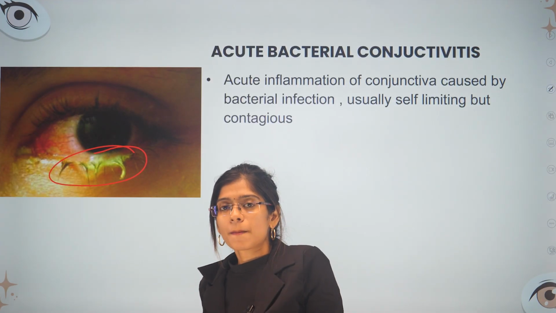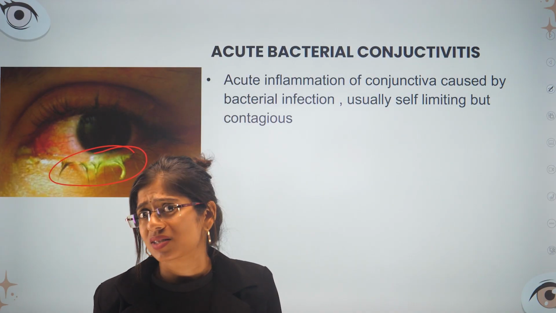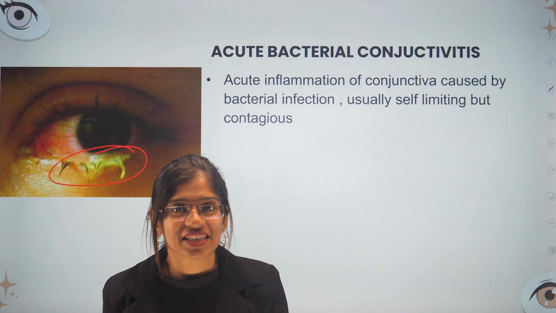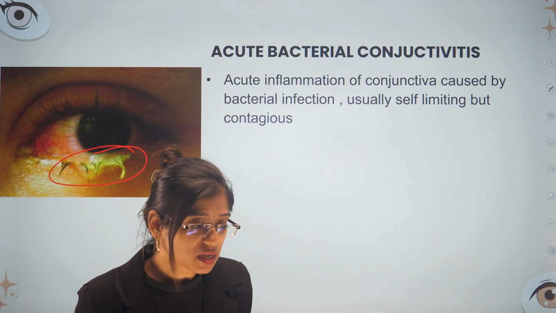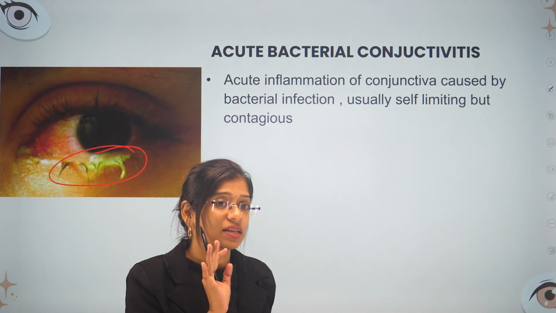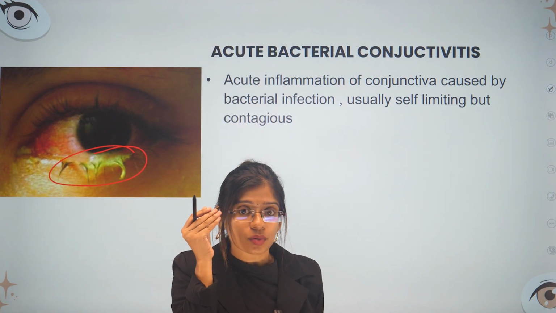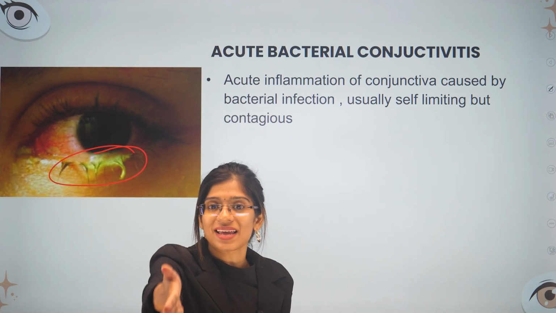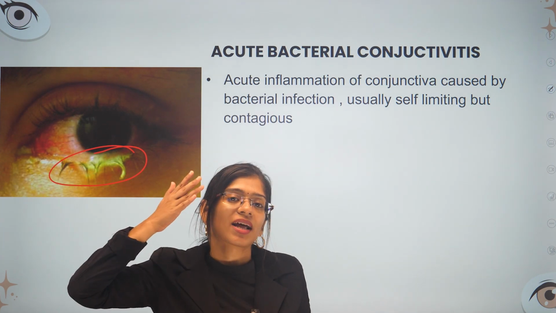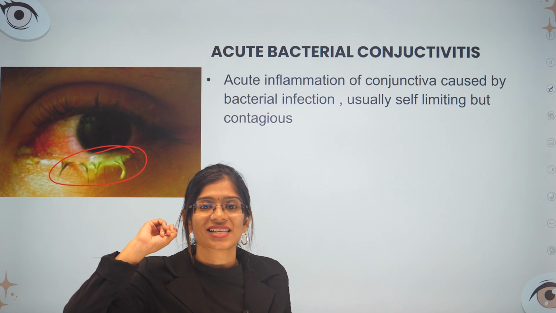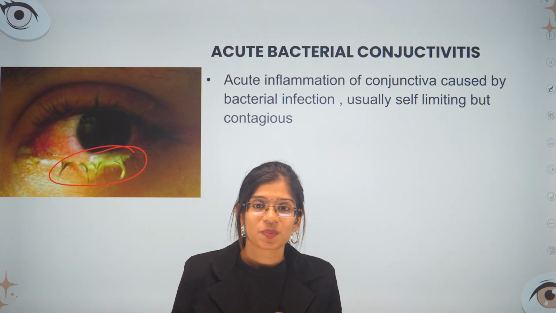So, if there is inflammation of the conjunctiva because of a bacterial cause, that is called as bacterial conjunctivitis. It is usually self-limiting. It's contagious, means if somebody has bacterial conjunctivitis and then he gives you a shake hand, and then you touch your eyes, that bacteria is going to get inside your eyes. So it's contagious.